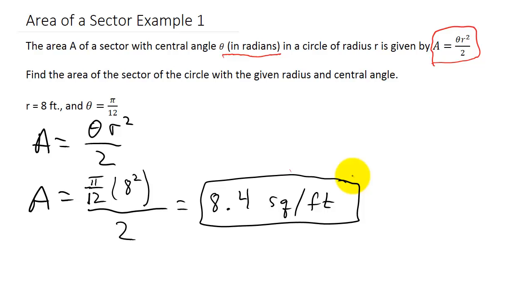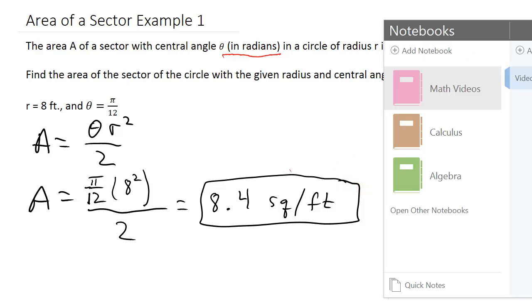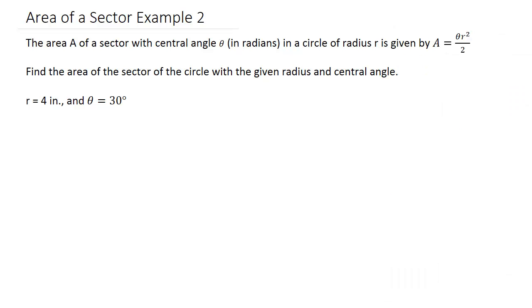Alright, let's take a look at another one. Find the area of the sector of the circle with the given radius and central angle. Our radius is 4 inches, and our central angle theta is 30 degrees. Now if you notice here, the 30 degrees, that's degree measure. So we have to convert this to radians first before we can plug it into our formula.